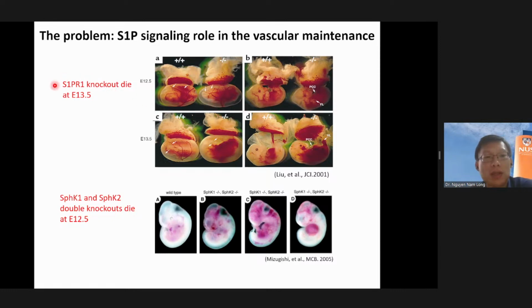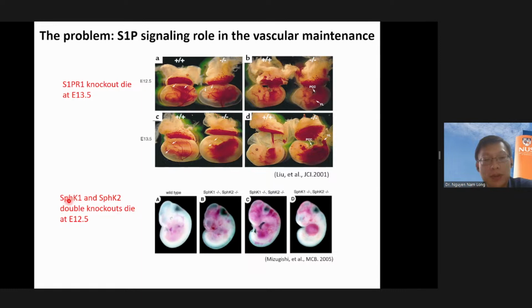So you can see here two examples. The first example is from the researchers, the Timla group and Richard Pryor. They knocked out the S1P receptor in mice, and you can see the knockout mice here compared with the normal wild type mice. They have leakage throughout the body, so the embryos are actually exposed here. You can see the embryos have severe hemorrhage throughout the bodies.